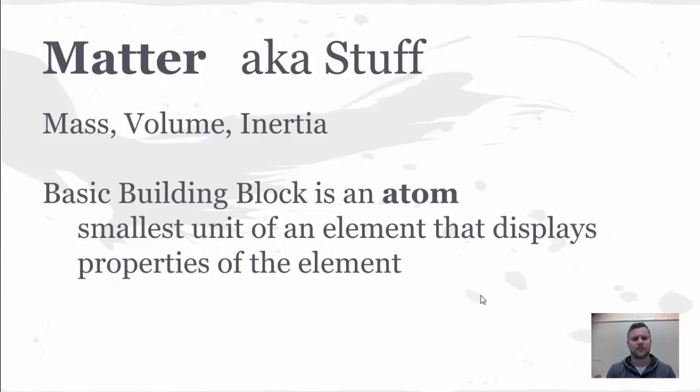So the basic building block of all matter happens to be the atom, and that's what we care about in chemistry class because that's the smallest piece of matter that still retains its own properties. And they come in different types of elements. So if you look at the periodic table of elements, those are all different kinds of atoms, and we can't break those down any further and still have the same set of properties of that specific element.